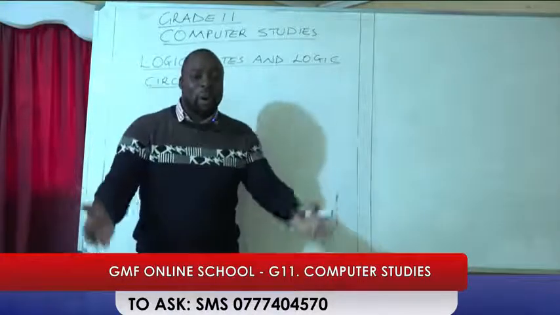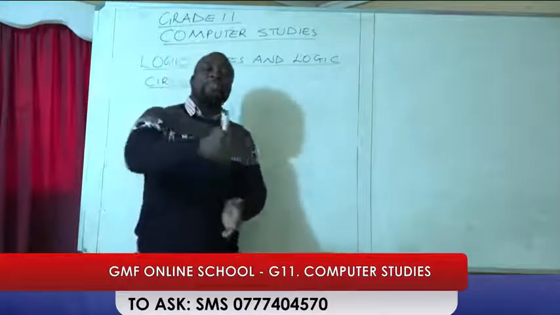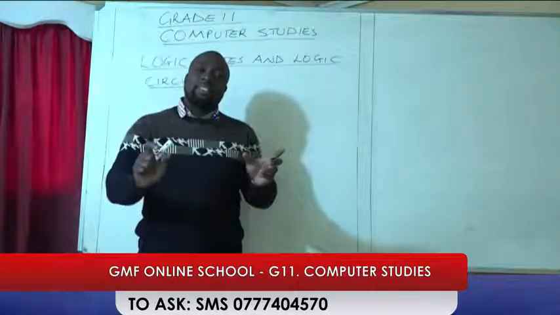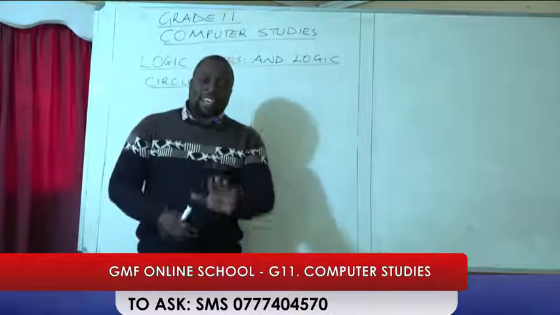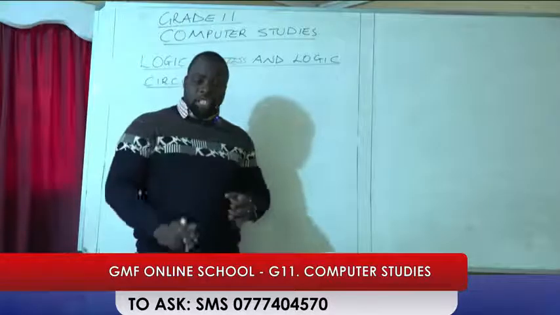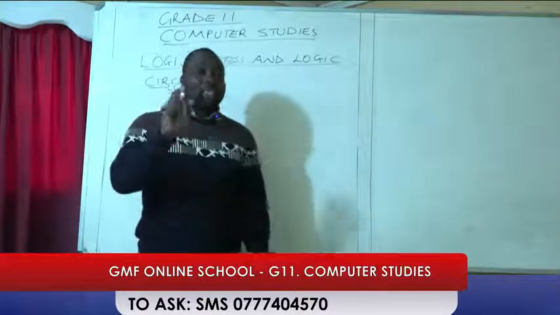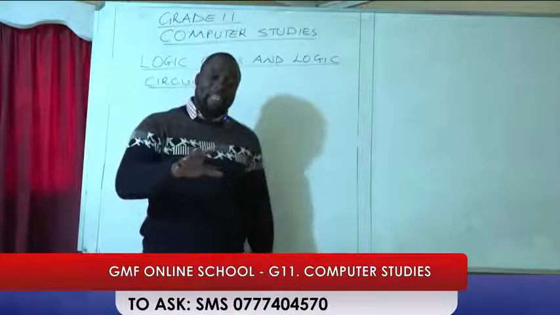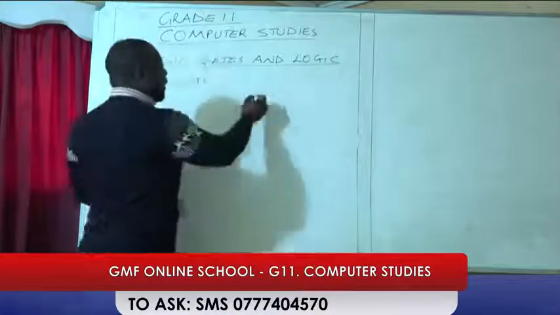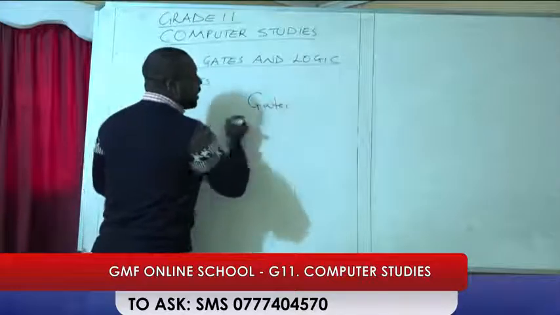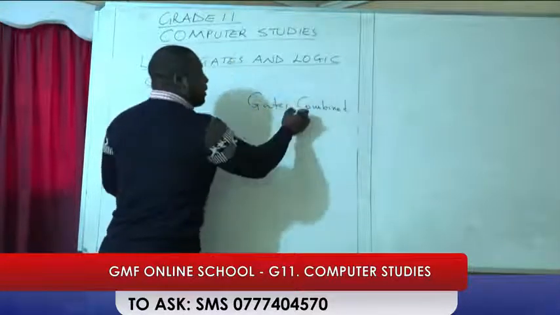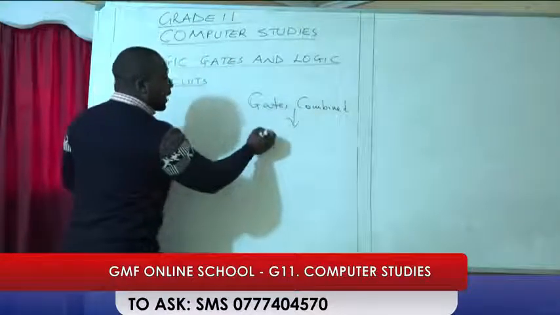Just like in the normal world, for us to go into a certain premise, there is an entrance. So in the computer system, there are what we call gates. And these gates perform basic operations on what? Electrical signals. Are we together? Good. Now, gates are combined. Once gates are combined, they form what we call a circuit.